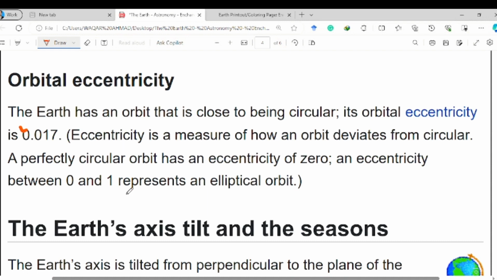An eccentricity between 0 and 1 represents an elliptical orbit. So the concept is very clear. If eccentricity is zero, it means it is a perfectly circular orbit. If it is one, then we say it is elliptical.